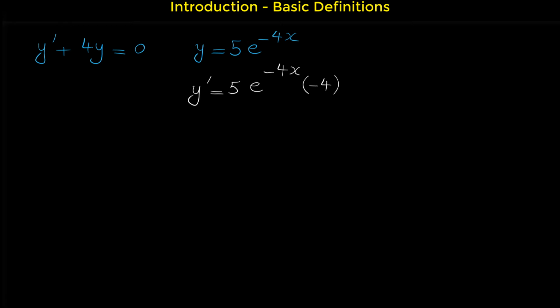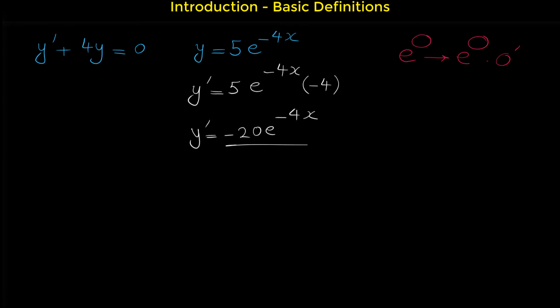Remember, the derivative of e to something in general is e to the same thing times the derivative of that expression, the derivative of the exponent. So the derivative of e to the negative 4x is e to the negative 4x, the same function, times the derivative of the exponent. And the derivative of negative 4x is negative 4. So y prime is 5 times e to the negative 4x times negative 4, which equals negative 20 e to the negative 4x.